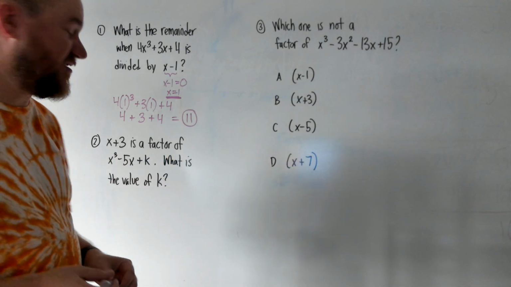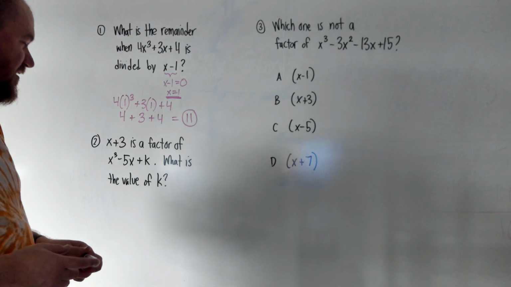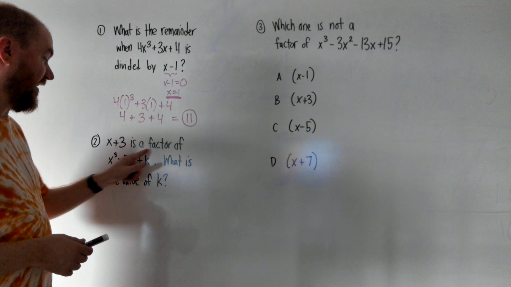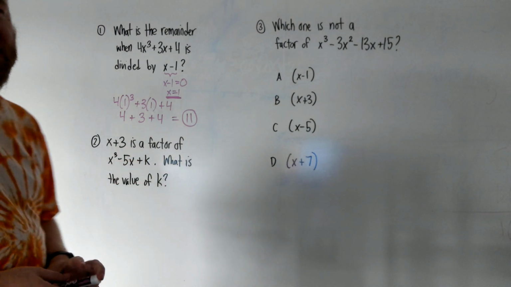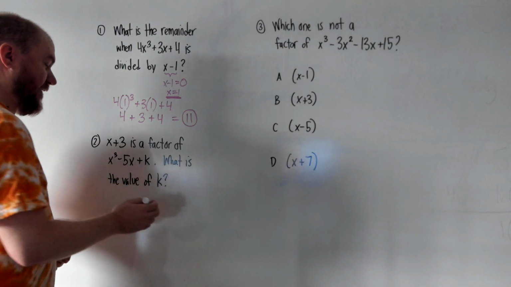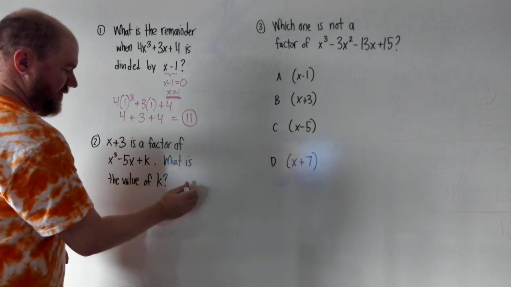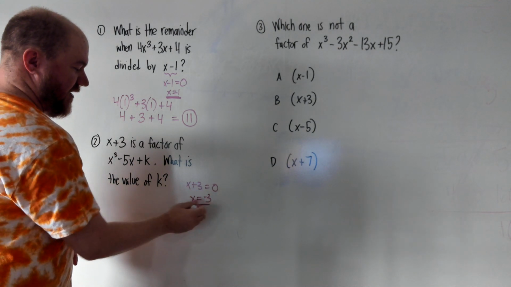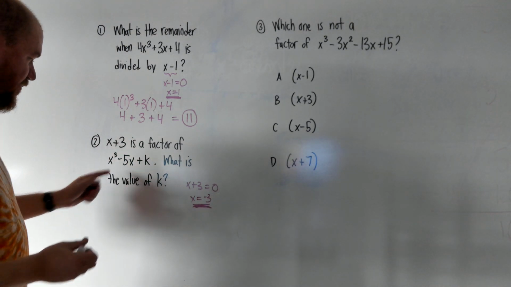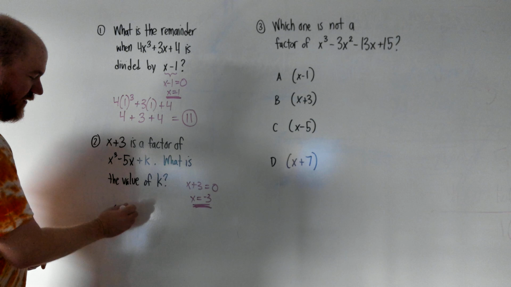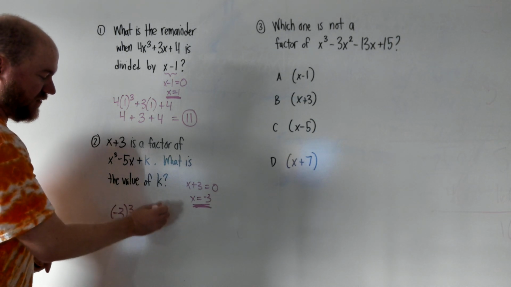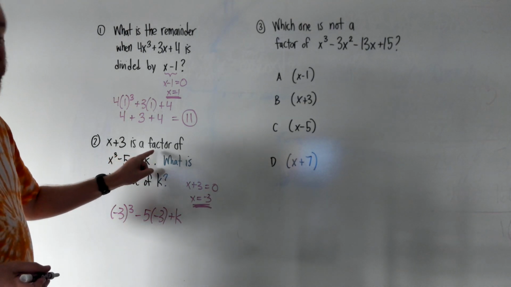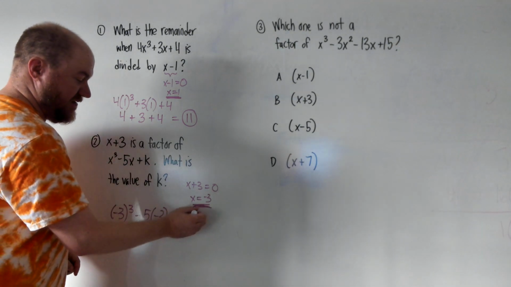Example number 2 says x plus 3 is a factor of x to the third minus 5x plus k. What is the value of k? When something is a factor, the remainder is 0, so we're going to use that fact. If x plus 3 is 0, x equals negative 3. If I put negative 3 into this problem, negative 3 to the third minus 5 times negative 3 plus k, since it's a factor, the remainder is 0.